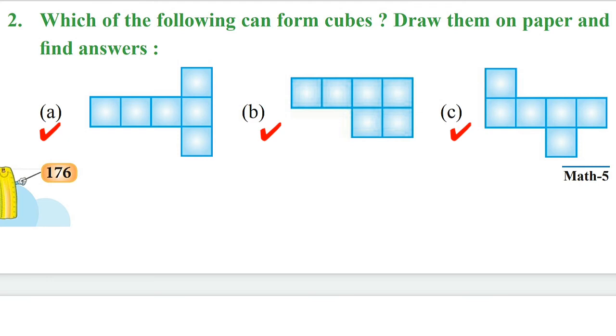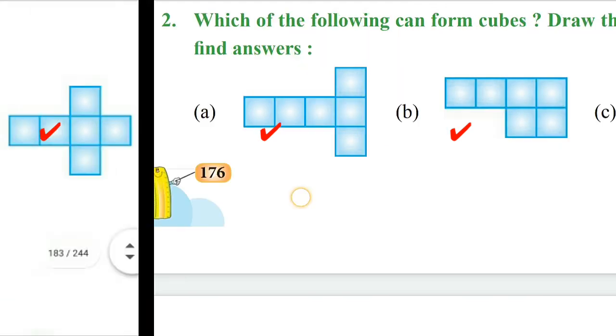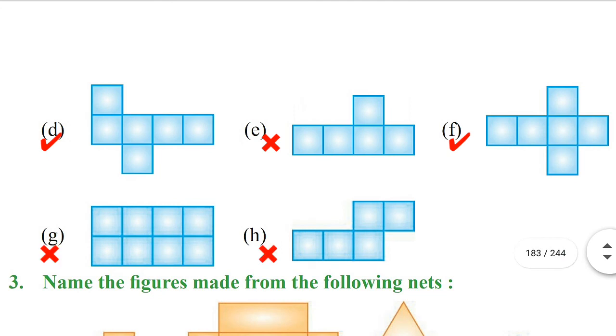In C part we can form a cube. Next in D part we can form a cube. E part we cannot form a cube because it has only 5 pieces of square. In F part we have 6 pieces of square, so we can form the cube, right? G part we cannot form a cube because it has 8 pieces of square. H part we have only 5 pieces of square, so we cannot form a cube.